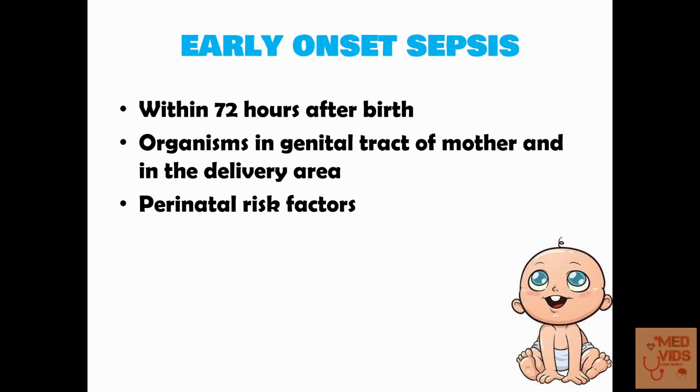If there are more perinatal risk factors during the delivery of the child, the chances of developing early onset sepsis also increase. For example, perinatal risk factors like prolonged rupture of membranes, prolonged labor, and a few other risk factors associated with the delivery of the neonate are associated with increased chances of developing early onset sepsis. Early onset sepsis usually manifests with pneumonia. It less commonly manifests as generalized sepsis or meningitis.